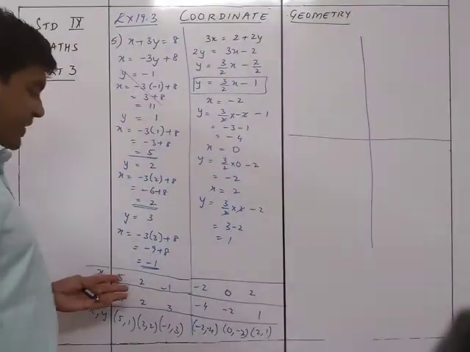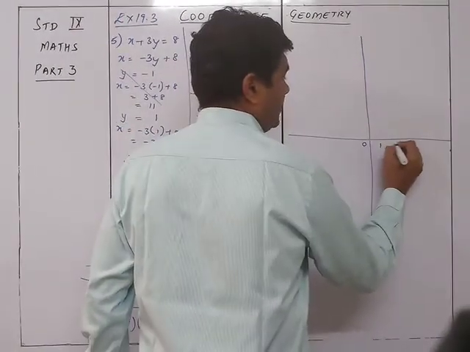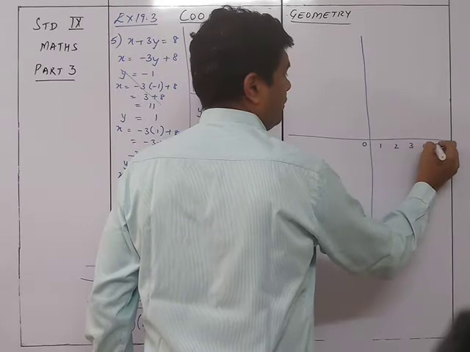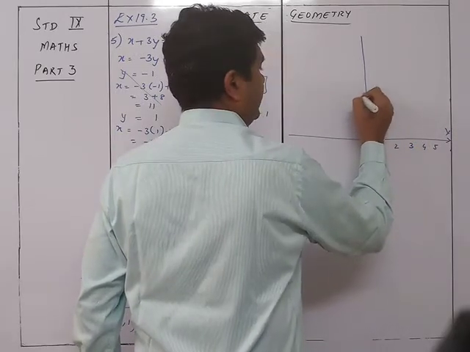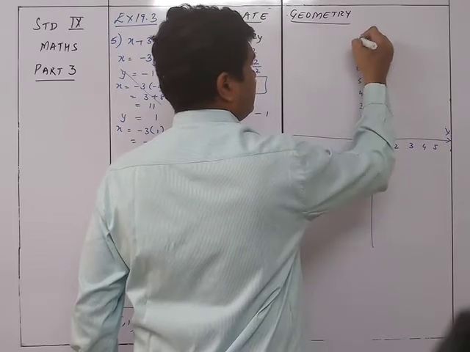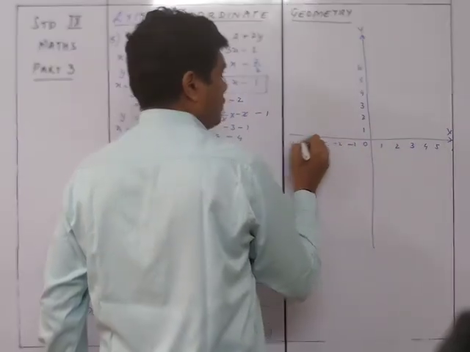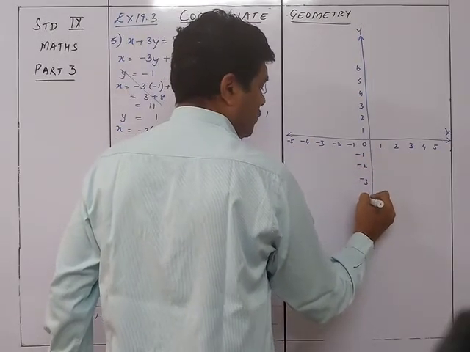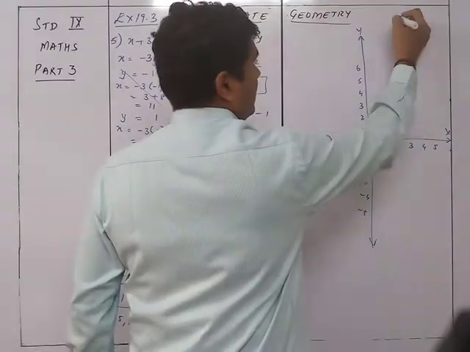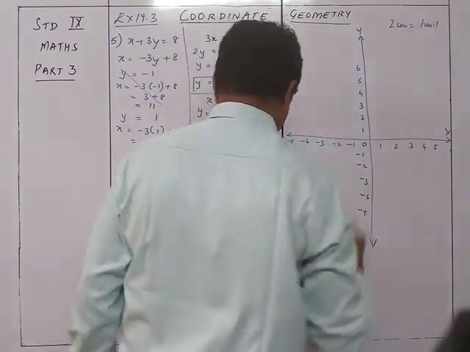The maximum number you are having is just 5. So we can take over here 0, 1, 2, 3, 4, 5 on the x-axis, 1, 2, 3, 4, 5, 6. On the y-axis: minus 1, minus 2, minus 3, minus 4, minus 5. It is minus 1, minus 2, minus 3, minus 4, minus 5. So this is 2 centimeters equals 1 unit as the scale.